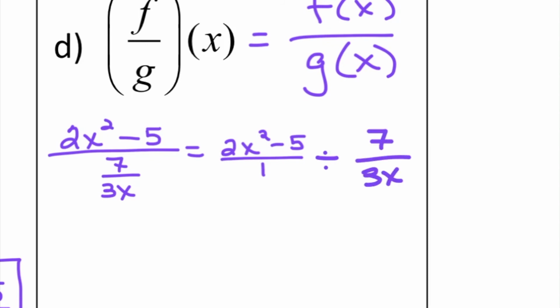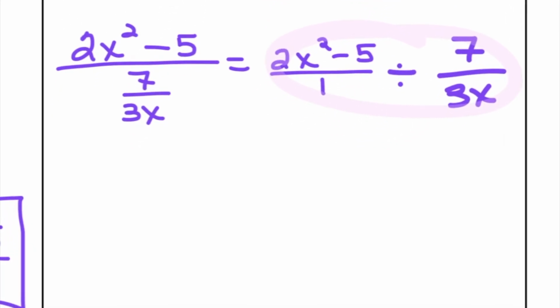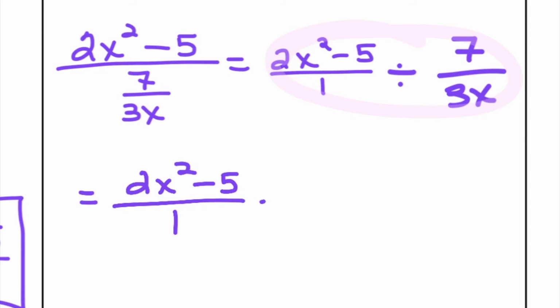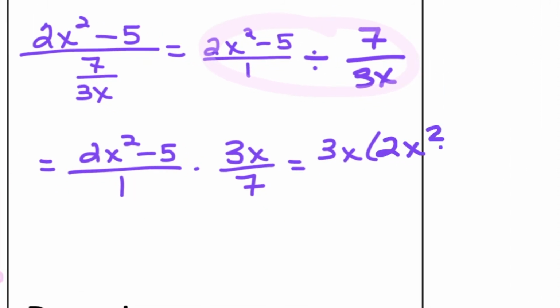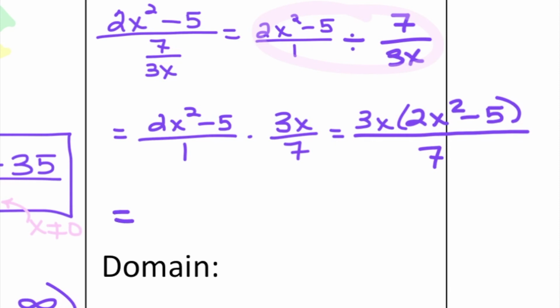And if you're good with dividing fractions and you don't need to write this particular step right here, you don't have to write that step if you don't want to, but I would like to see the rest of it. So all of that becomes 2x squared minus 5 over 1 times, change division to multiplication, flip the second fraction, 3x over 7, and that whole thing becomes 3x times 2x squared minus 5 in parentheses because you're multiplying by the entire numerator, all over 7. Wait, there's more simplifying to go.